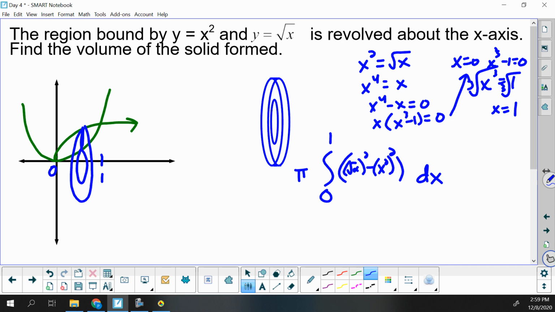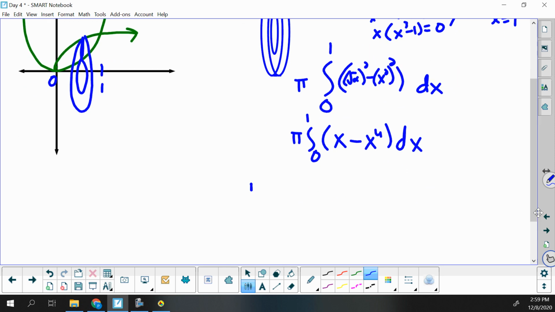Well, from here, we're going to neaten up first. Square root of x squared is just x. This will be minus x to the fourth and dx. Keeping the pi out front, we'll do our antiderivative: 1/2 x squared minus 1/5 x to the fifth. And we're going to evaluate from 0 to 1.